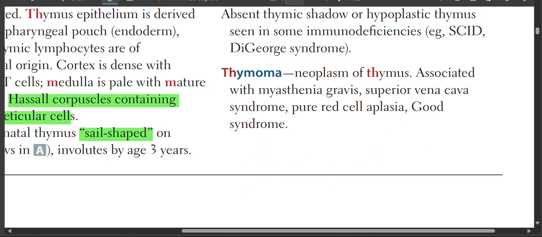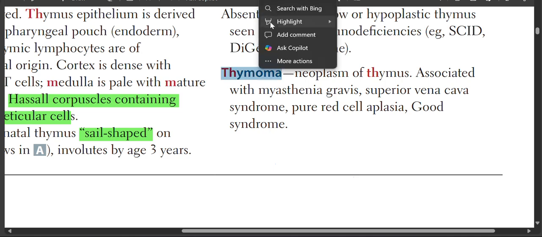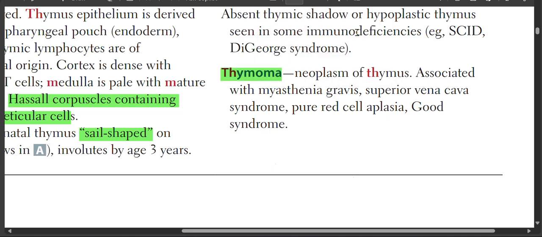Now, DiGeorge syndrome is one of the most high yield things you need to remember for immunology, and that's why I'm bringing it up so many times. Next, we have a thymoma. A thymoma is simply a cancer of the thymus. And there are a few associations here that you need to remember. All of these are important, except for Good syndrome.